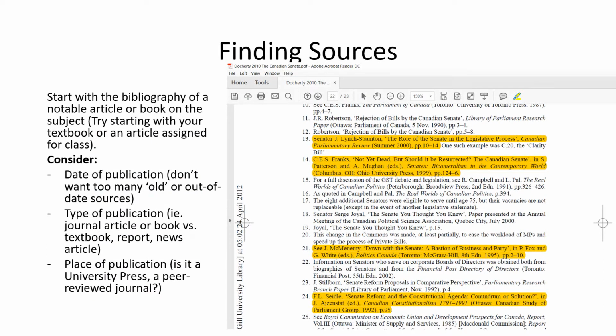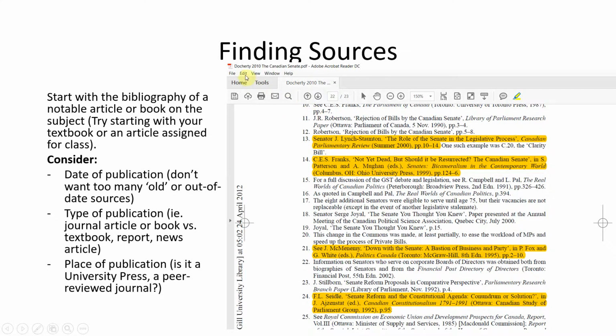So finding sources. How do you find the best books and journal articles? We'll be starting with the research question, which will be due next week, and then the first major assignment will be doing this annotated bibliography. So my recommendation is to start with the course readings and take a look at their bibliography.